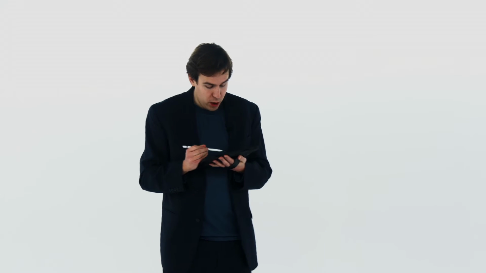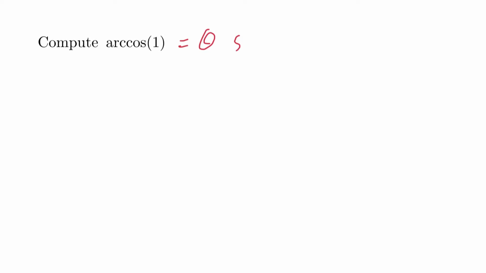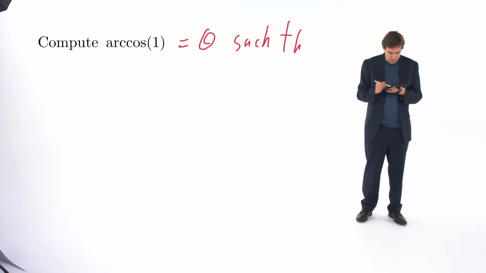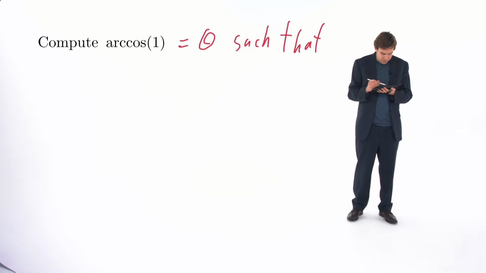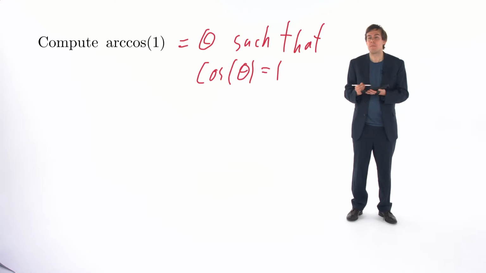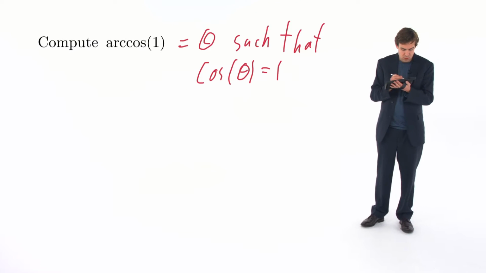So let's just do a couple quick exercises with computing inverse trig functions. Arc cosine of 1. So this is equal to theta such that cosine of theta is equal to 1. Well, do we remember when cosine is equal to 1? Well, that's when theta is equal to 0.